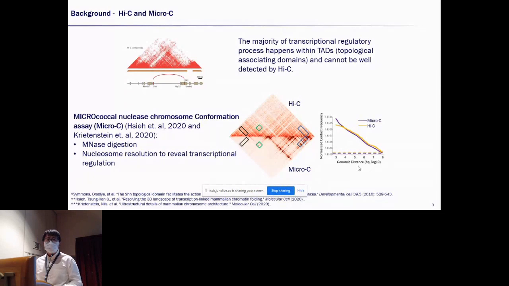But recently, a new technology, Micro-C, by cutting the DNA into mononucleosomes, can reach a much higher resolution and outperforms Hi-C at detecting short-range interactions. Micro-C contact maps can be analyzed at 200 base pair resolution, and many interactions between enhancers and promoters and more fine-scale structures can be detected by Micro-C.